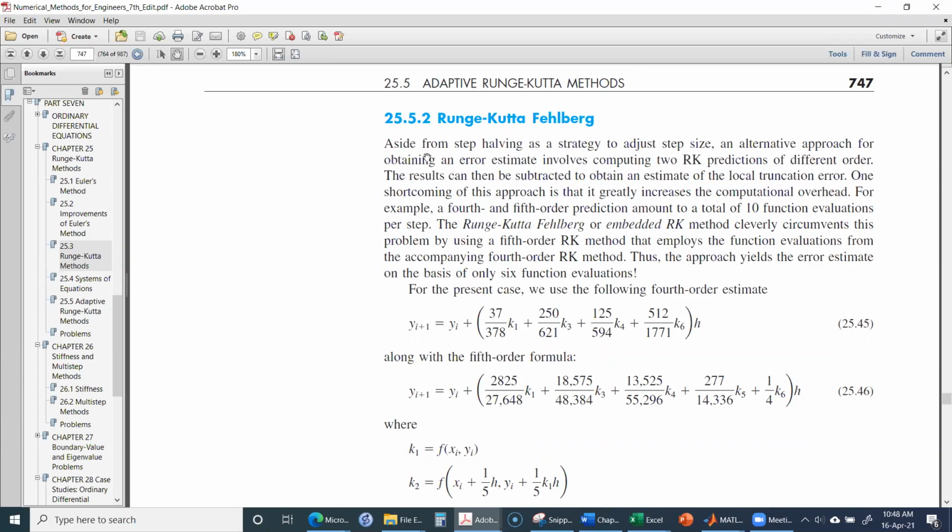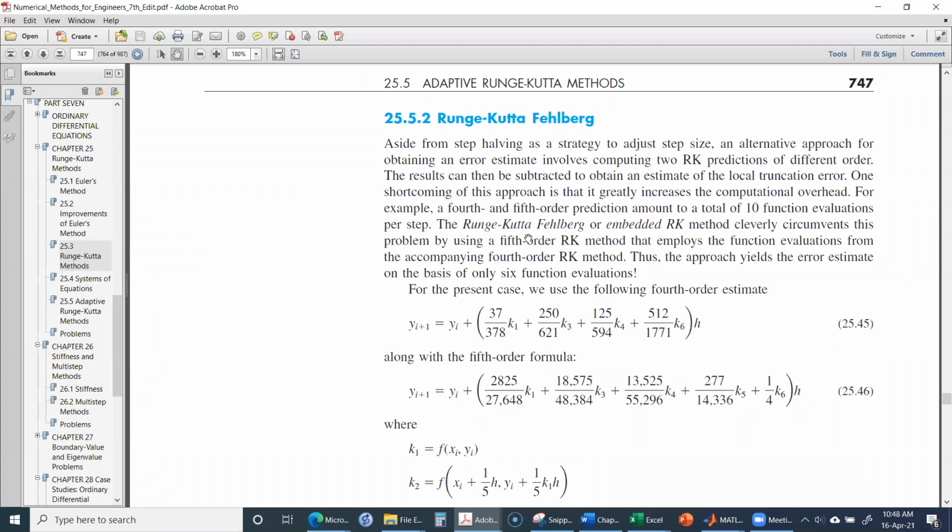So as we can see, aside from step halving as a strategy to adjust the step size, an alternative approach for obtaining an error estimate involves computing two RK predictions of different order. The results can then be subtracted to obtain an estimate of the local truncation error. The one shortcoming of this approach is that it greatly increases the computational overhead. For example, a fourth and fifth order prediction amounts to a total of 10 function values per step.